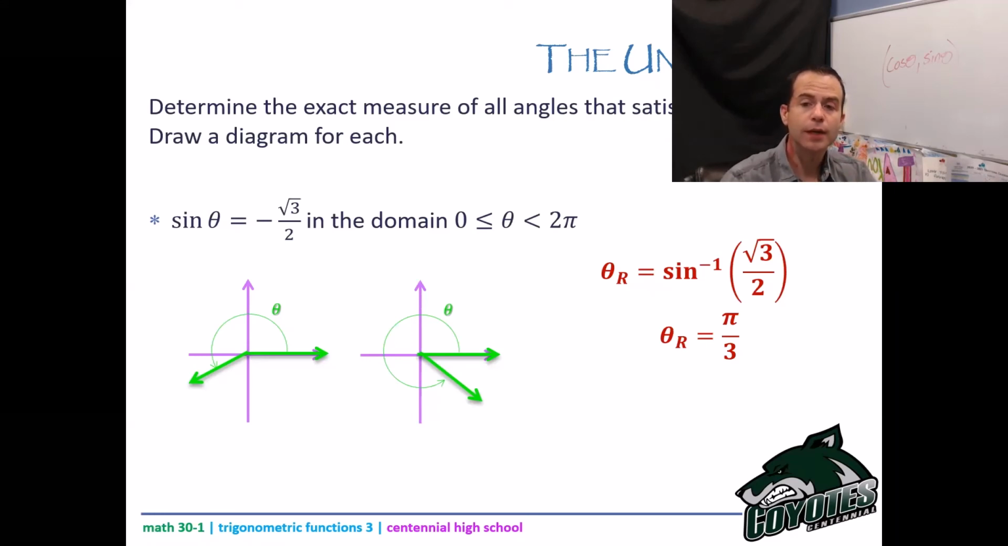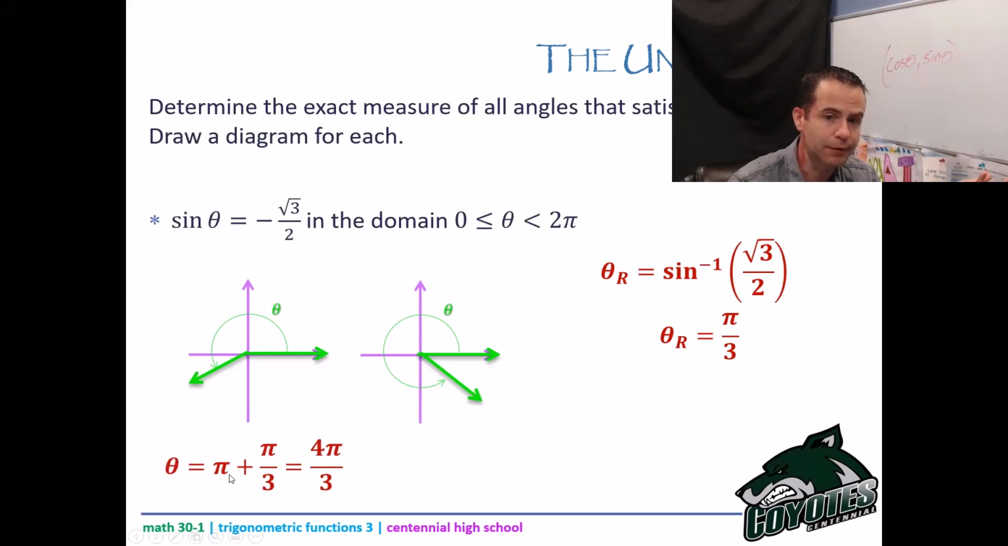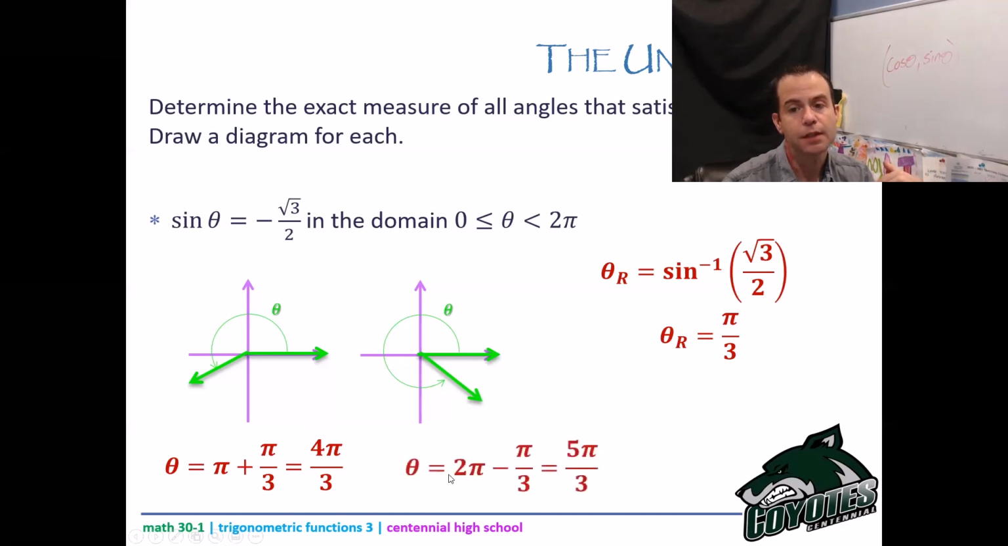Okay, so now if I have pi over 3 here, I need to go pi plus pi over 3. Remember, pi is just 3 pi over 3 right now, right? Sorry, I said 5 pi over 3. I was thinking about the next guy. 3 pi over 3 plus 1 pi over 3 is 4 pi over 3. And then the next guy, I got a little ahead of myself, would be 2 pi minus pi over 3. So that's like 6 pi over 3 minus pi over 3, so that would be 5 pi over 3. So my two answers are 4 pi over 3 and 5 pi over 3.